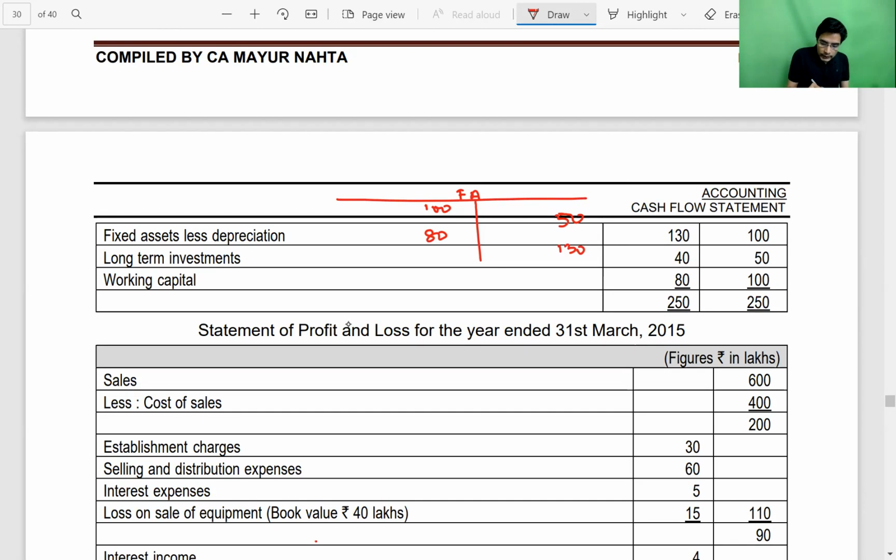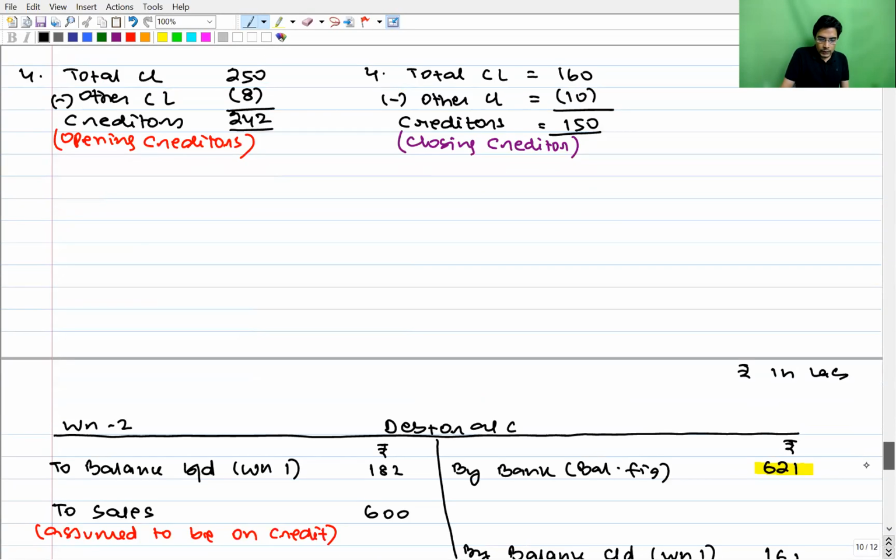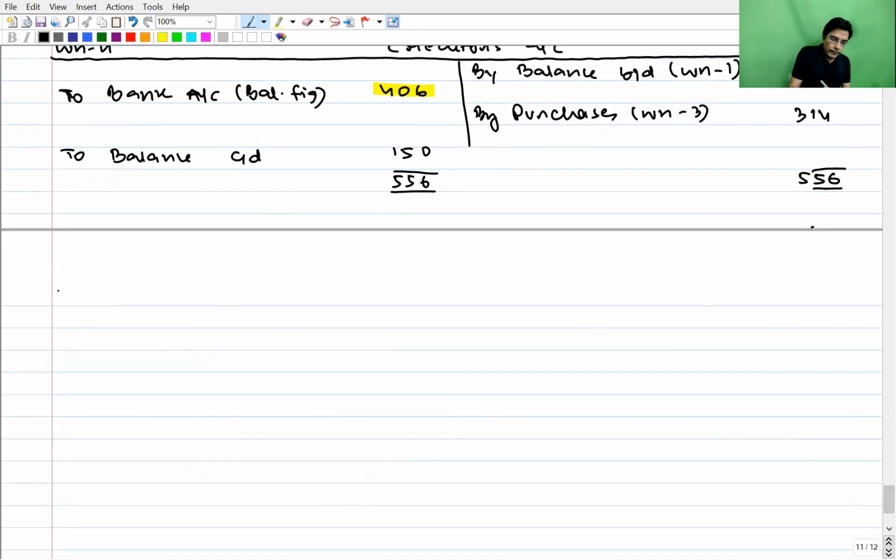No, there is some more transaction also. There is some loss on sale of equipment also. So we have to prepare one fixed asset account in the working note, because there are several adjustments affecting the fixed asset account. So let's do it. Working note number 5. Fixed asset account.